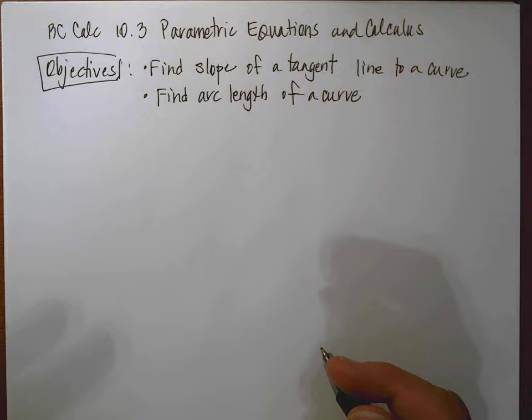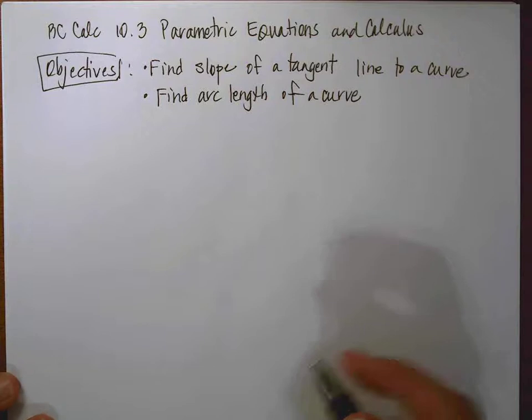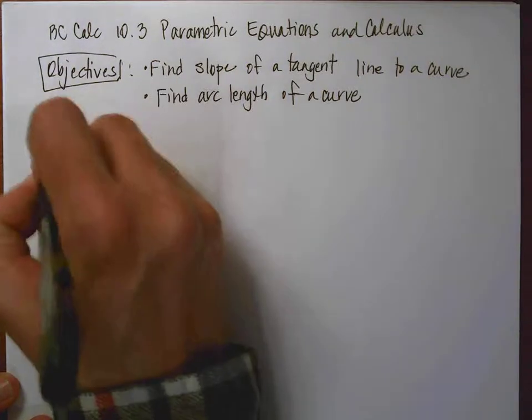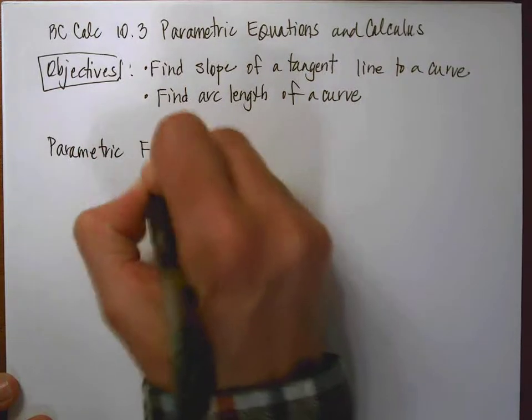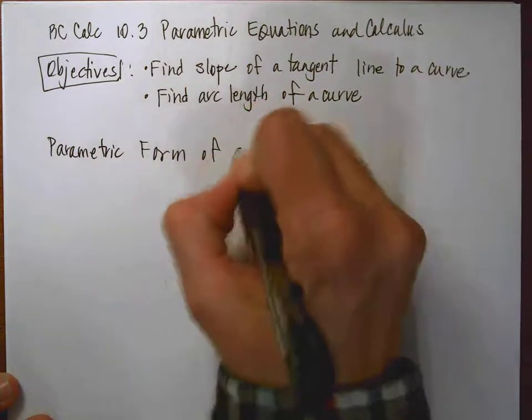Alrighty. So we are going to be finding the slope of a tangent line to a curve, and then we're going to find the arc length of a curve. So the first thing that we want to talk about is a parametric form of a derivative.